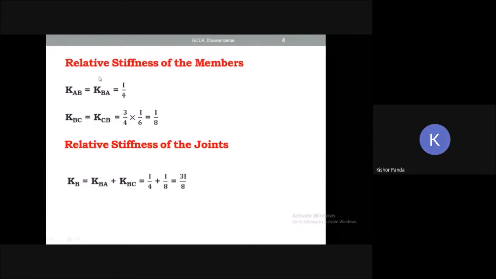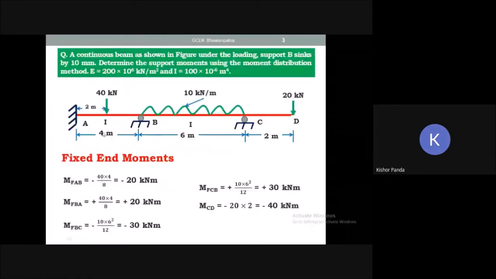Then you have to find out the relative stiffness of the members. Here you know for span AB the moment of inertia is I, and for span BC the moment of inertia is I. So what is the relative stiffness of the member AB? This is equal to I by L. KBA is equal to I by L, but L is given 4 meter, so I by 4.